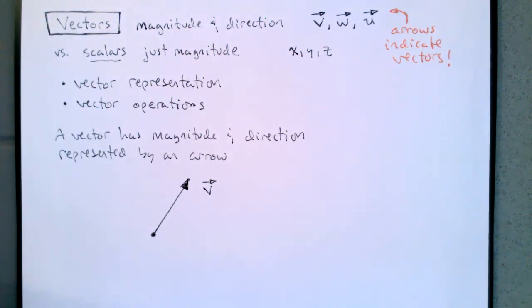Now, to describe the direction, we'll need a number of components equal to the dimension of the space that we're in. So in R2, a vector will need 2 components. In R3, a vector will need 3 components. In R4, a vector will need 4 components. Gets hard to picture at that point.